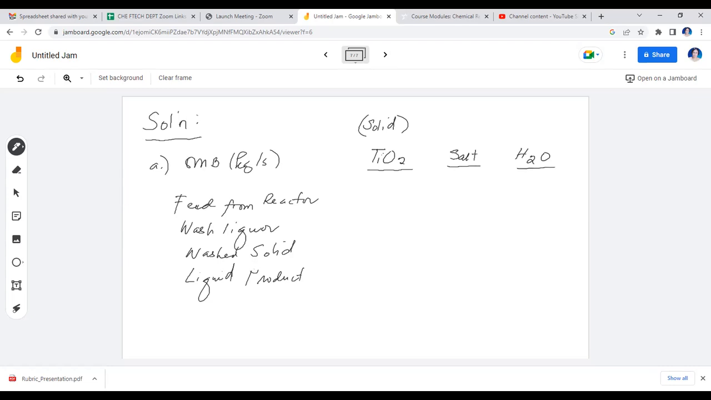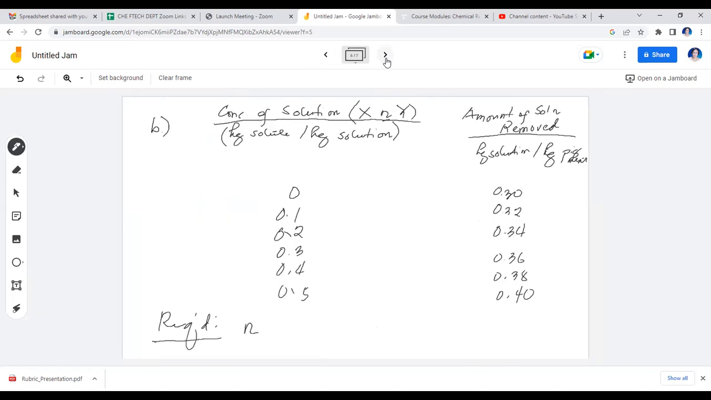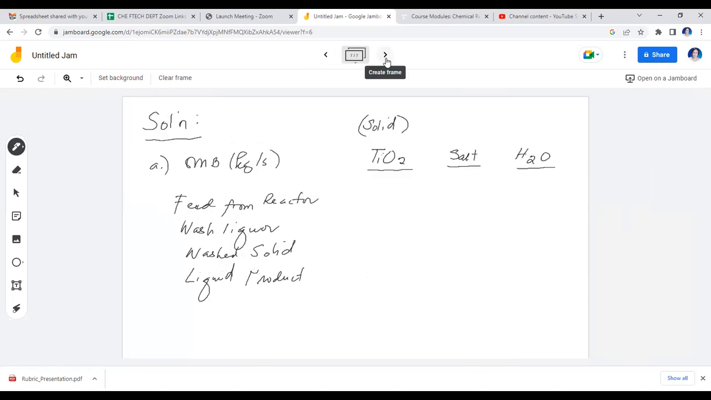Now, based on the feed, so if you have taken a picture of the illustration and of the problem, this is our illustration. And the problem which you took a picture a while ago, what is the amount of titanium dioxide in kilograms per second in the feed from the reactor? Okay, that would be 100. Correct. So we'll place here 100.